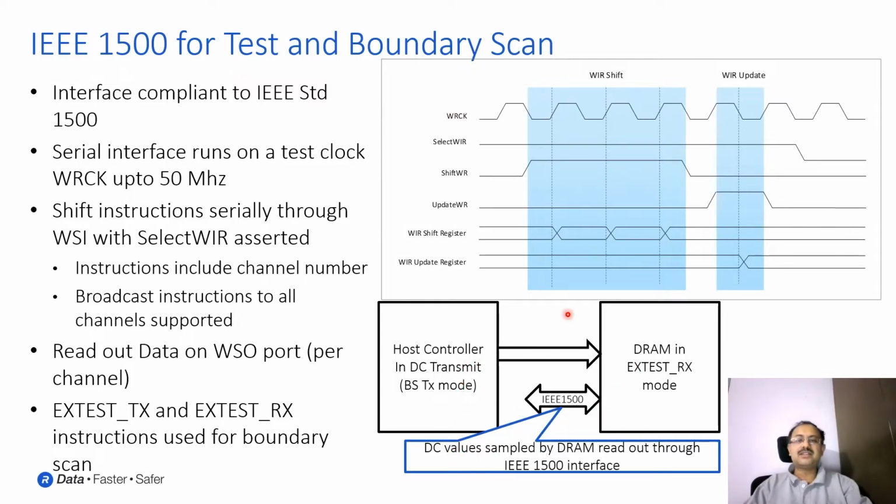So this provides a reliability check to ensure that whatever was sent, there is proper connectivity to the DRAM. Similarly, there is a case where the DRAM can be in the transmit mode and we can provide what data the DRAM has to drive on each pin. That can be captured by the host controller when it is in boundary scan receive mode. So overall, this gives a very good way of checking the connectivity between the controller and DRAM.